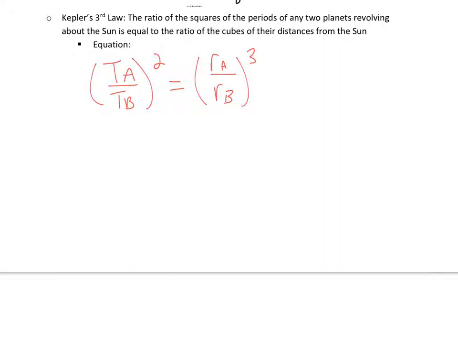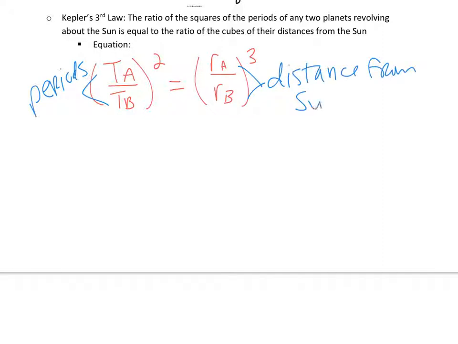You might also see somewhere, so let me just say what these are. So TA and TB, these are the periods. RA and RB are the distances from the sun, or whatever object they're orbiting around. You might see, instead of RA and RB, you might also see the letter A instead of R. Just be aware that A and R are the same thing. So A is usually used with Kepler's laws, but for simplicity's sake, we'll keep it with R.